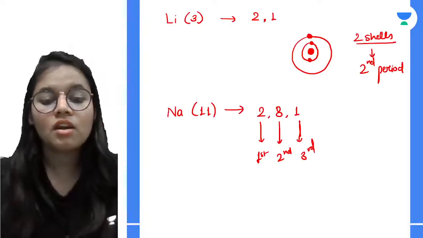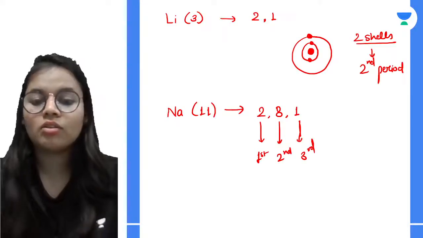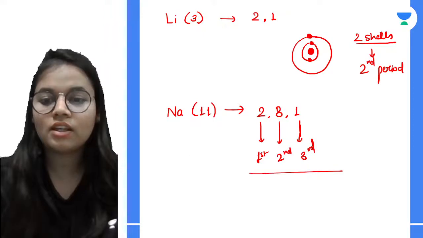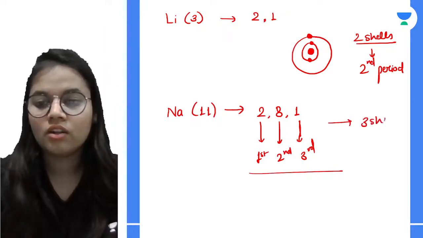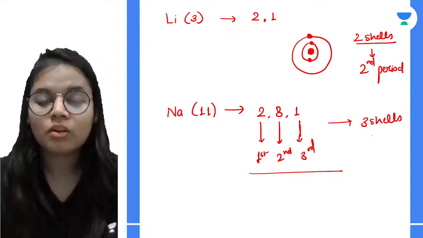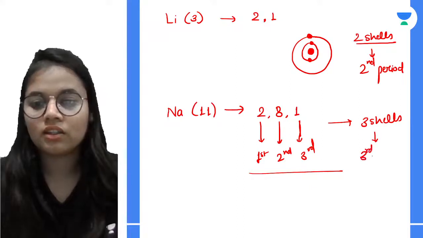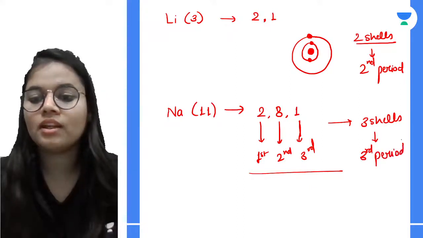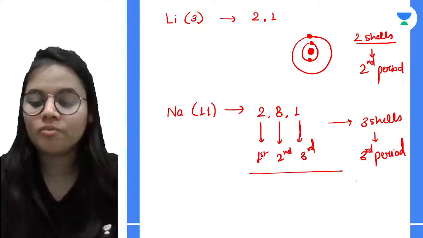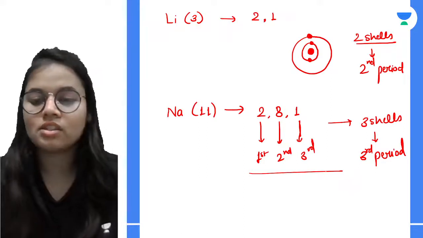So as I was telling you about the number of shells, we have 3 shells over here. That means sodium is present in the third period. Similarly, we can get the number of the period from the number of shells.